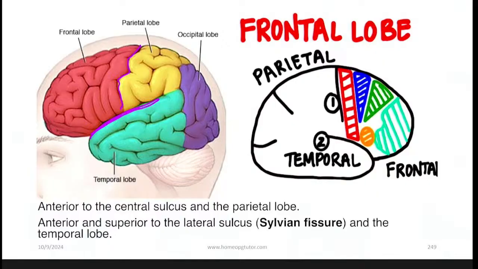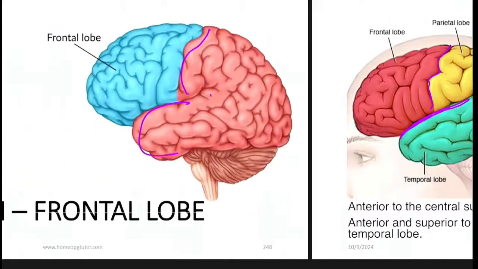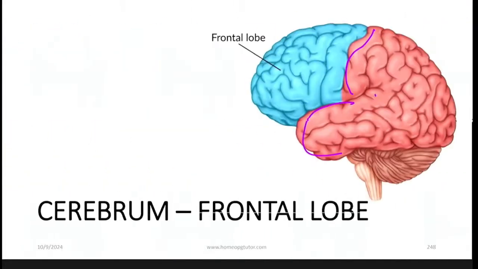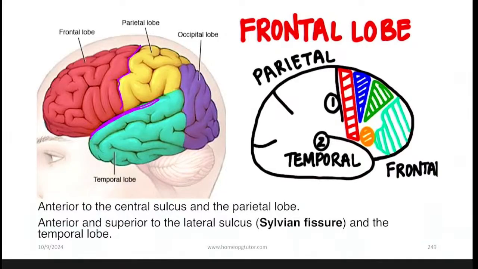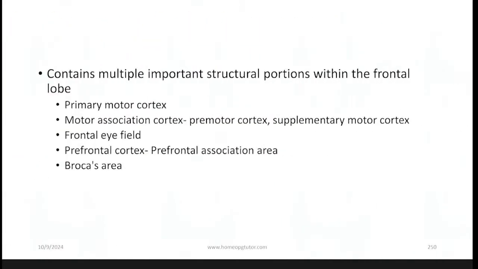Remember, the association areas of the frontal lobe are responsible for higher intellect, personality, mood, social conduct, and language. This area is quite important. One more thing, this lateral sulcus is otherwise named the Sylvian fissure.